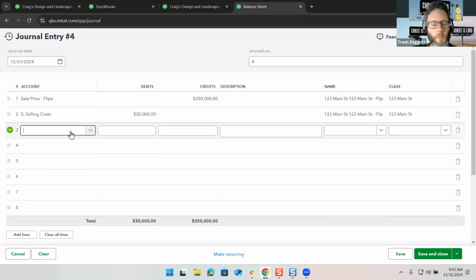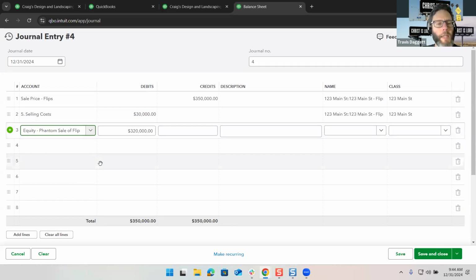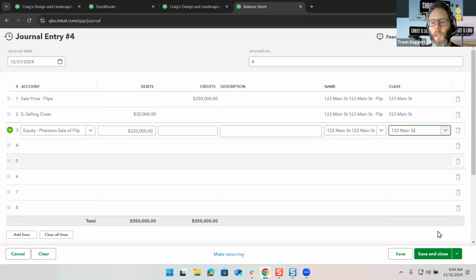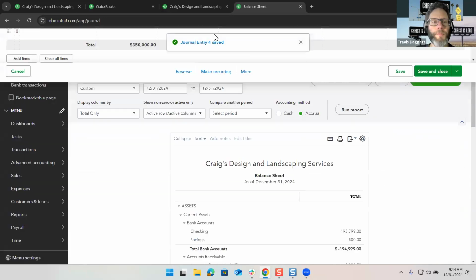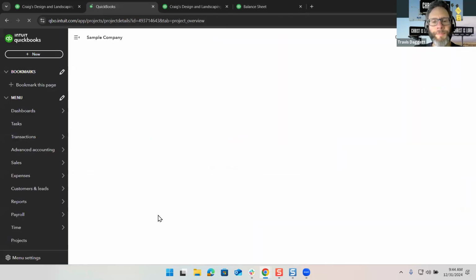Next, we're going to create an equity account. I already actually created it, but it's just an equity account for a phantom sale. In other words, it's a temporary account. And we're going to go ahead and put this in here again. Save and close. Now let's take a look at our project.